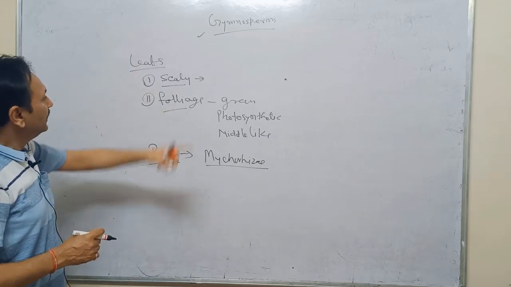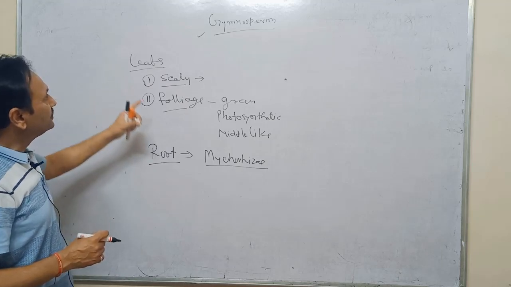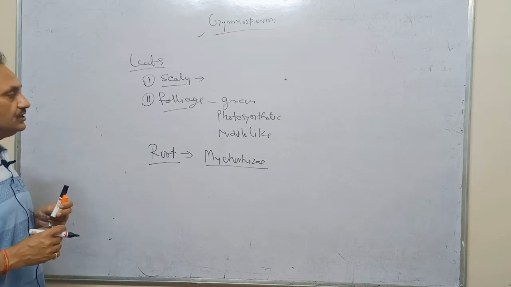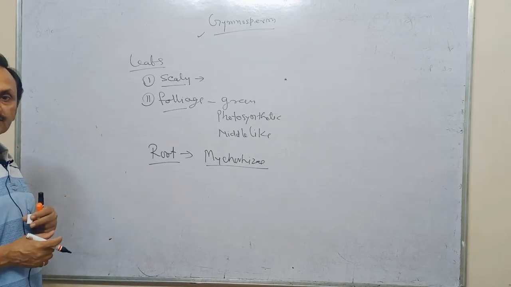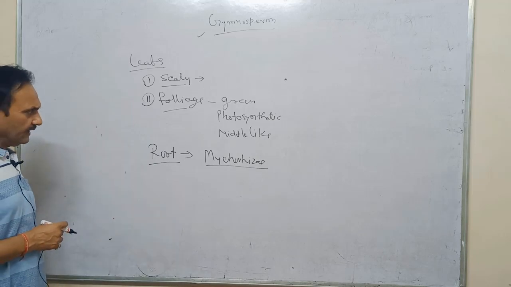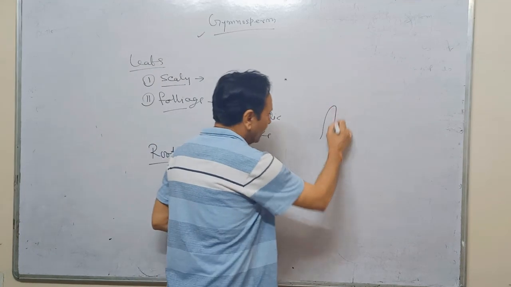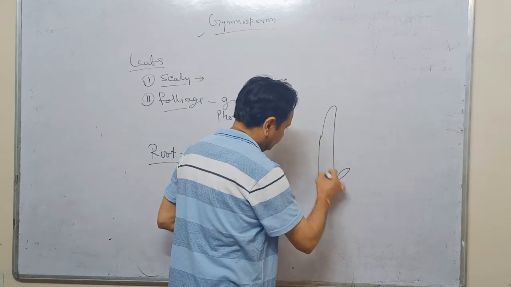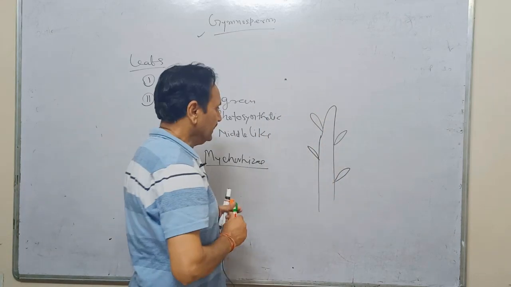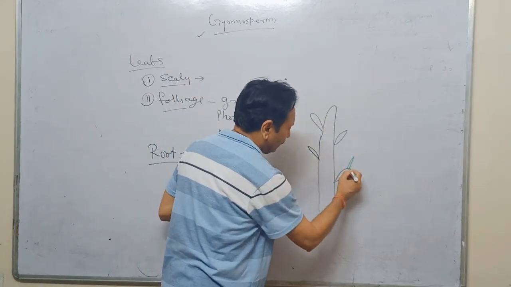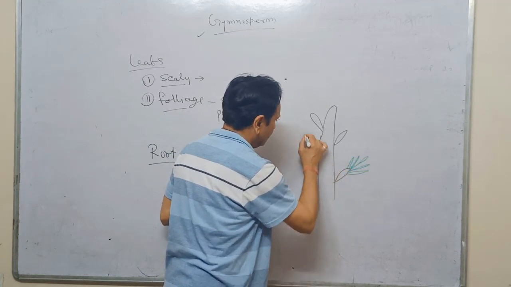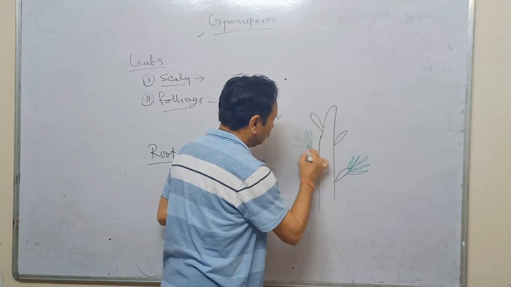So, in this way, we can observe that this is one of the abundantly available gymnosperms in the cold region. And Pinus is one of the popular examples where the leaves are like this. Suppose this one is the branch, and it has been observed that this type of leaves are present at the tip of this particular branch.